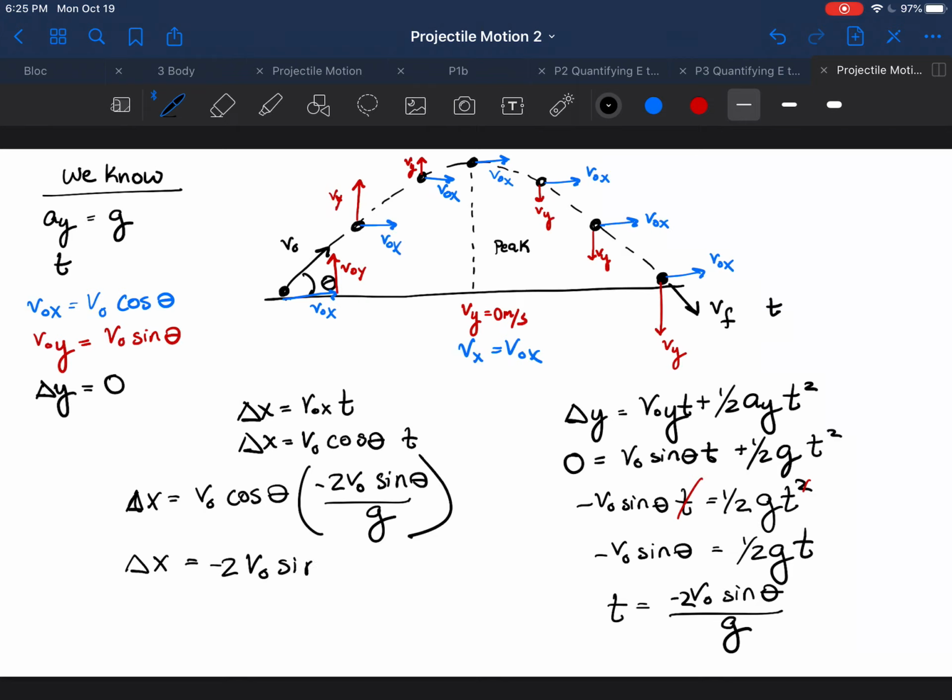Or I have delta x equals negative 2 v0 squared sine theta cosine theta over g. Now, it's kind of hard to see, looking at this, what angle would produce the greatest range or the greatest delta x, because I am trying to essentially maximize sine of theta and cosine theta.